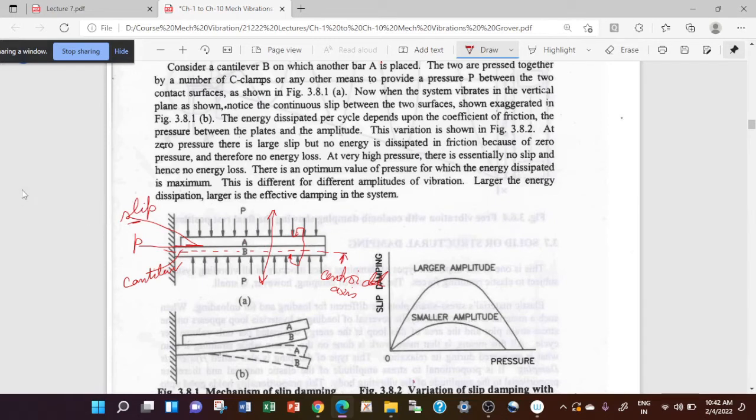The movement of the plate during the vibration has been shown here. So you are getting some slip here as well as some slip here. And because of this slipping phenomenon occurring between the two plates, you are going to have some damping in the system. This type of damping basically depends upon the coefficient of friction between the two plates, and it depends upon the roughness of the surface of the two plates. Besides that, it also depends upon the contact pressure.